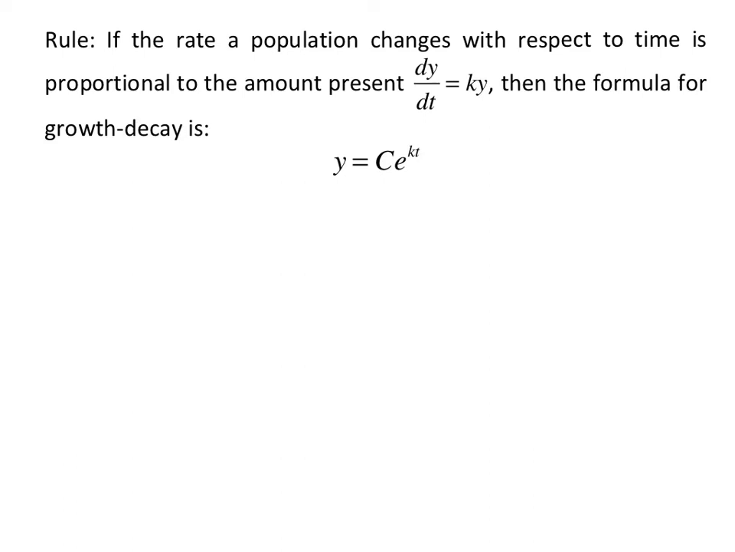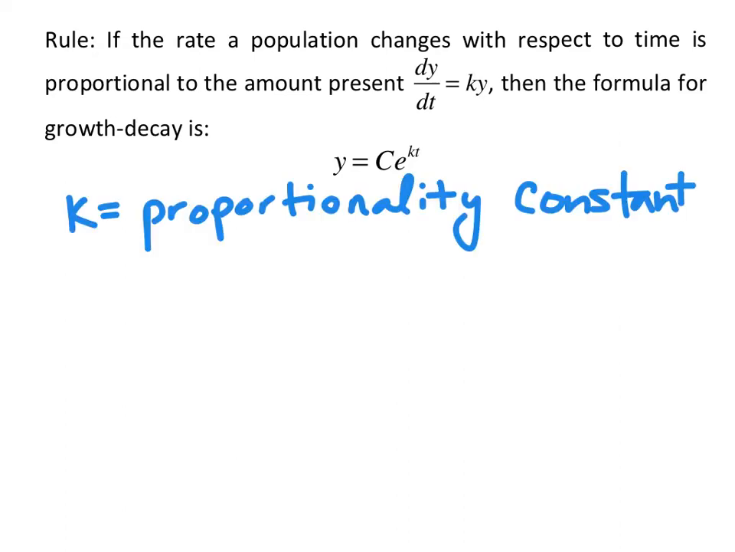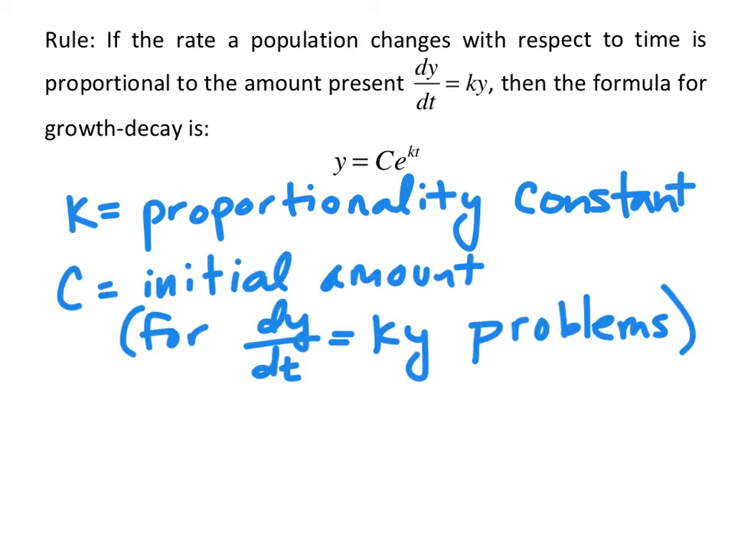So first of all, the different variables presented in this problem have a different name. y is the amount present, and that amount is whatever relates to the given word problem. t, of course, is time. And then C and k are both something we need to know. k is known as the proportionality constant. This is the constant that tells you how much the amount we're looking at is proportional to. C is the initial amount.